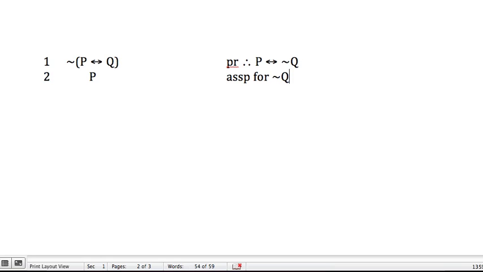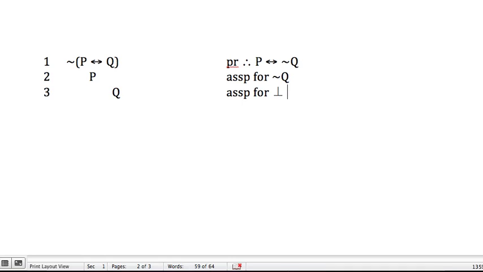Well, we don't have any useful information extracting rules that we can apply. In fact, the whole point here is to figure out how to get line 1 into a form that might let us use IERs. When you're in a situation like that, and there's nothing obvious to do, that's the time to go indirect. So we will assume Q, with our goal being to get to a contradiction. Now, how are we going to get the contradiction?